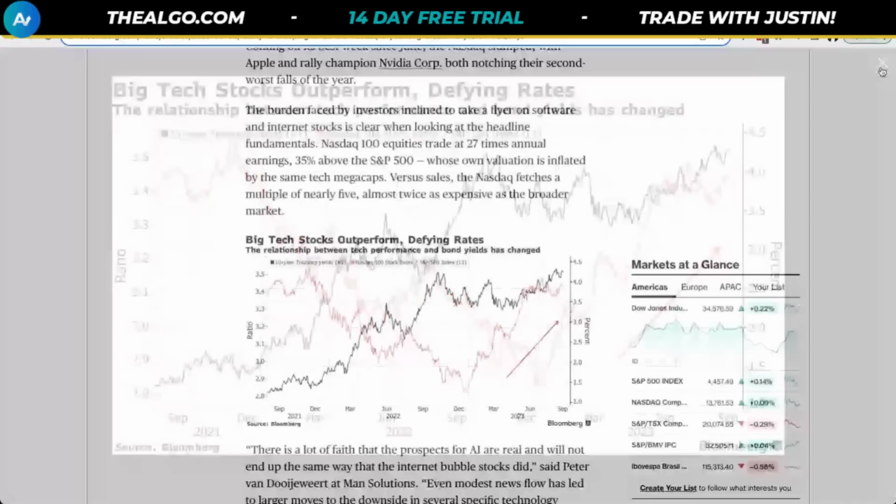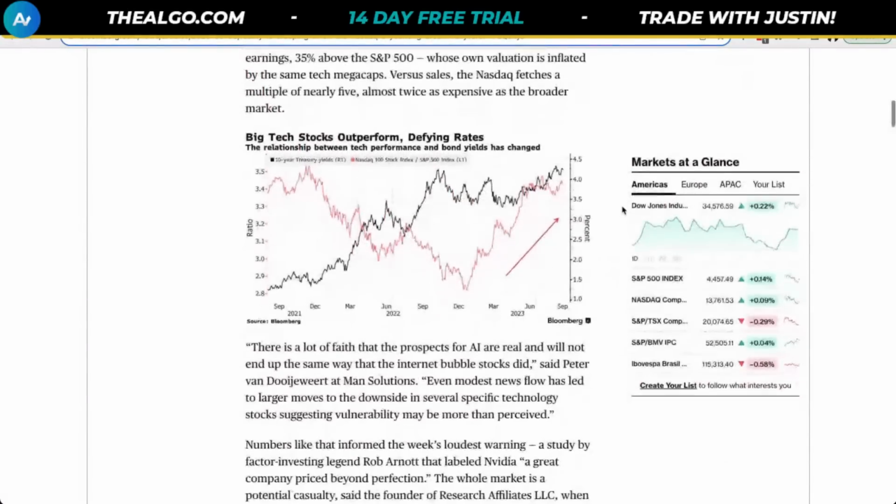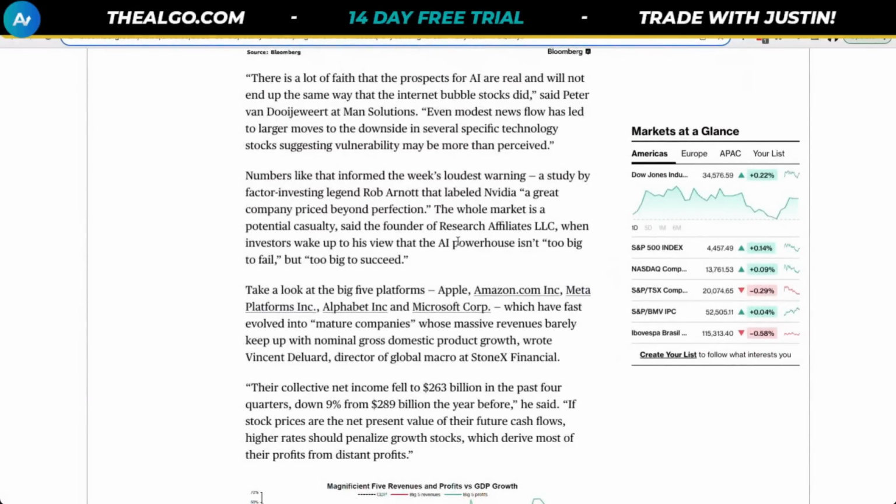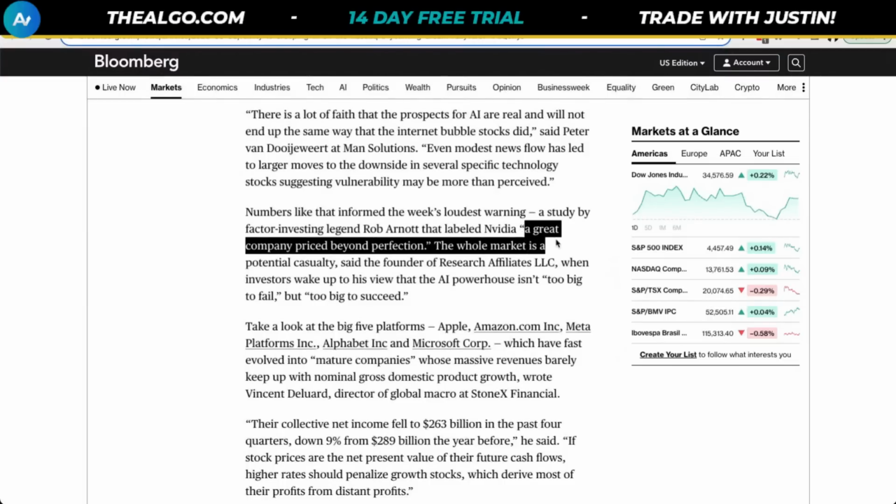This is extremely unusual, which means one of them's wrong. The 10-year note's either going to come down or the market's going to come down. It's one or the other. Here's a really good way of thinking about it.